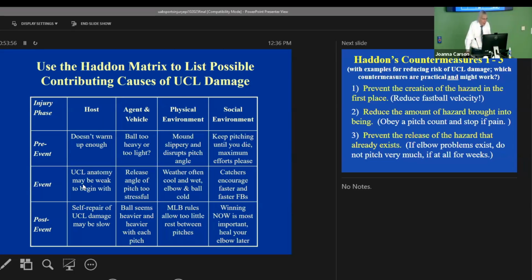Still in column 1, self-repair. Part of it is, when surgery is done, there's evidence, the UCL damage of the pitchers who need surgery.